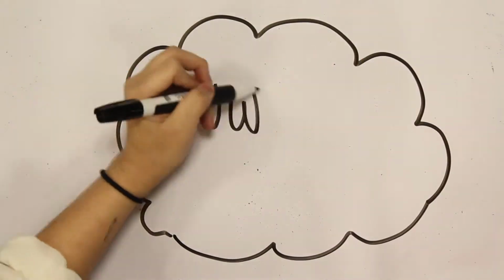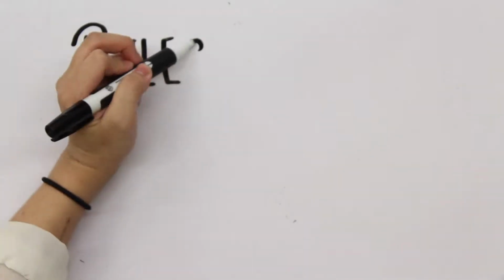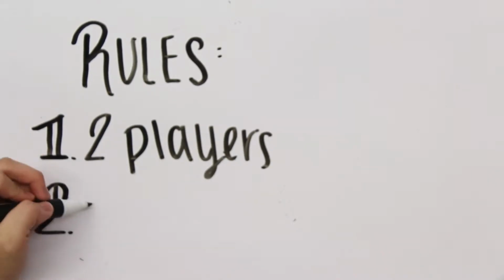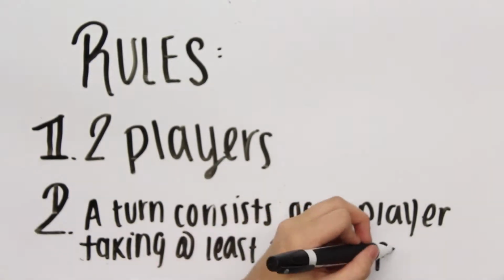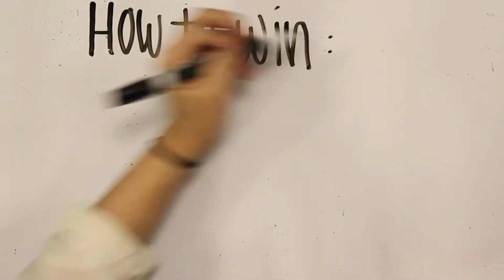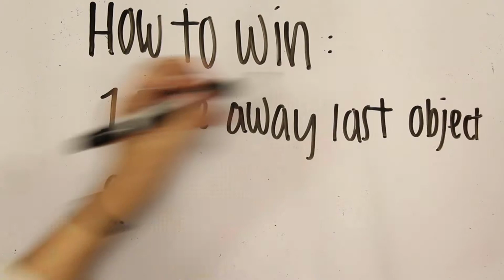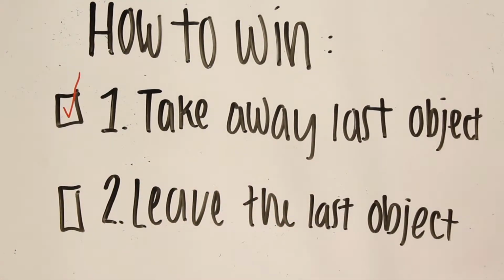Now, let's talk about how to actually play. The rules of a game are simple. Two is the maximum number of people that could play, and a turn consists of a player taking at least one thing from a pile. Normally, the way to win is when a player takes away the last item, but another way is leaving the last item, making their opponent lose.